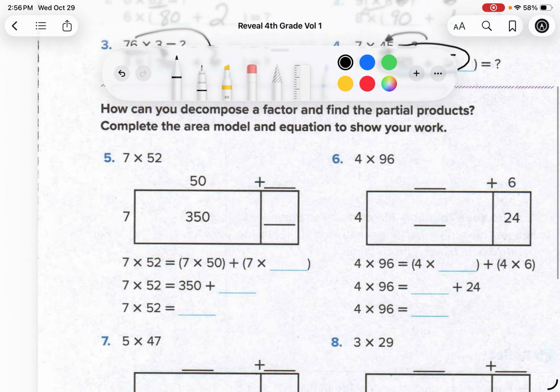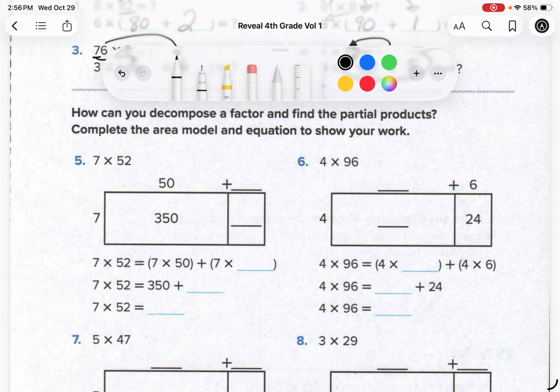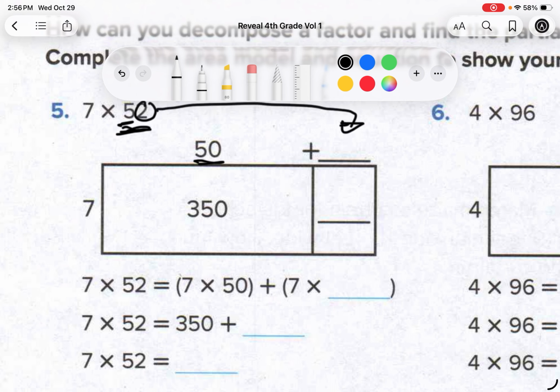This time we're actually going to be solving our actual area model. How can you decompose the factor? So decompose that factor, that number that we multiply, to find the partial products. Complete the area model equation and show your work. So what do we have here? Well, we have 50. I see that 50 right here. And then we have that 2. So we'll bring that 2 over here.